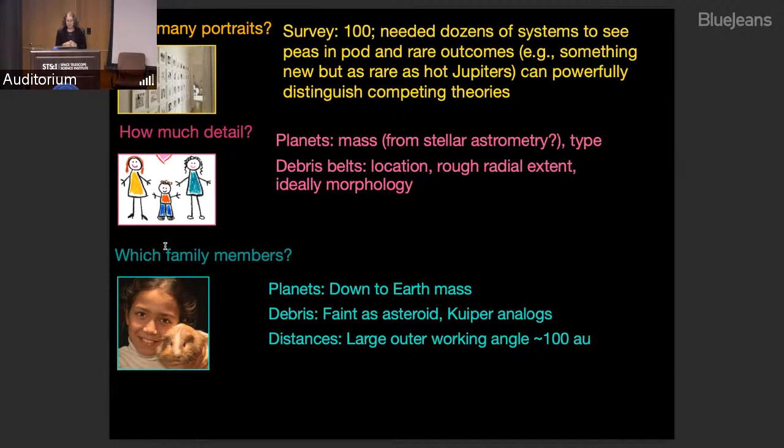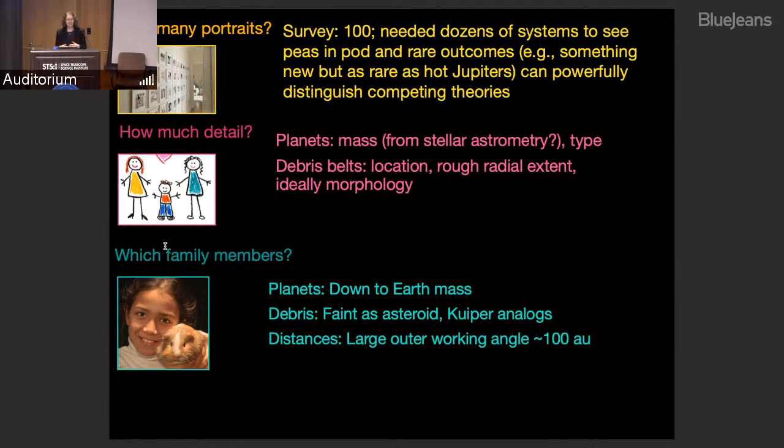How much detail for planets? I think we definitely need the mass, which could maybe come from stellar astrometry if it's not available from ground-based radial velocity. We want to know what type of planet it is, at least roughly. Is it a rocky planet? Is it a Neptune? For the debris belts, we'd like to know their location, the rough radial extent, and ideally something about the morphology. Which family members? For this broader survey, I would say for planets, at least down to Earth mass, and for debris, at least as faint as asteroid and Kuiper belt analogs.